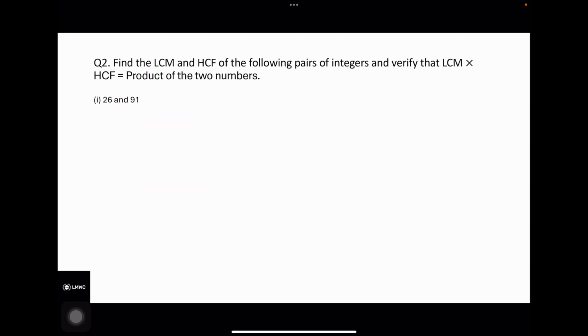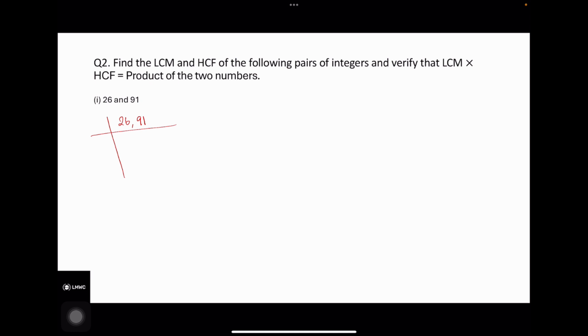So in the second question, we have to find the LCM and HCF of the following pairs of integers and verify that LCM times HCF equals to product of the two numbers. So again, we are given few sub questions, and we have to find the LCM and HCF of both the numbers, and after finding them we have to verify it. So first we have to find out the HCF and the LCM.